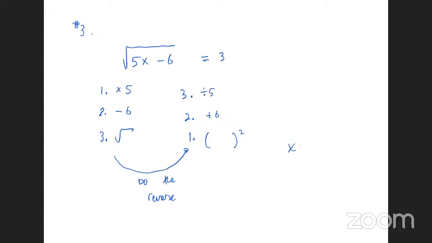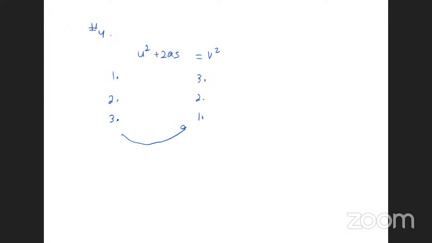So x is equal to 3. You're going to square it, then add 6, then divide by 5. And you have your answer there. Right, so x is equal to, what's that? 9 plus 6 divided by 5, that's 3. Let's go again.